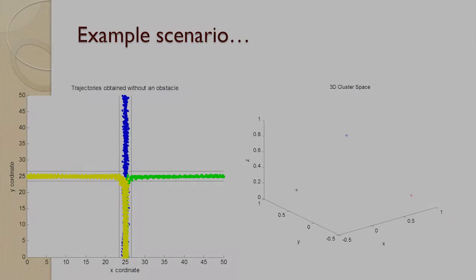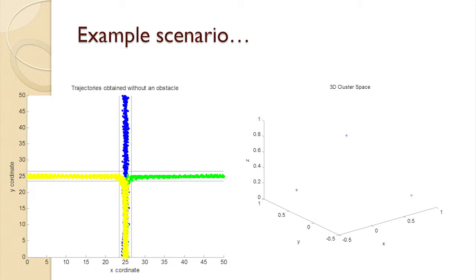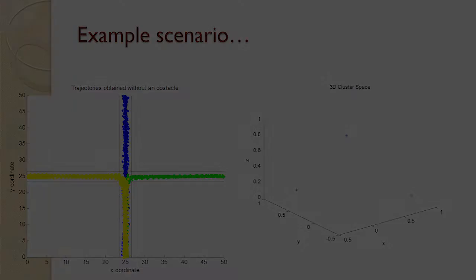For demonstration, consider the trajectories obtained in an ideal scenario of a junction of two roads. These trajectories are obtained for the case of people entering from the bottom road. Three cases are clearly identifiable: going straight, turning left, and turning right. The results obtained through spectral clustering are shown on the right. The fact that there are three distinct clusters is clearly visible in the cluster space.